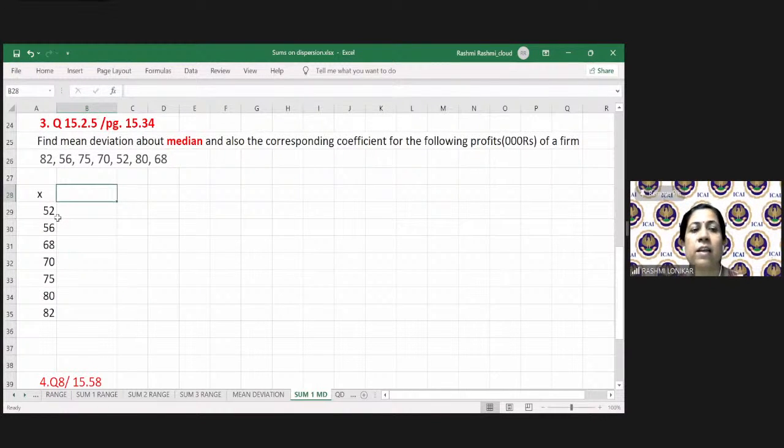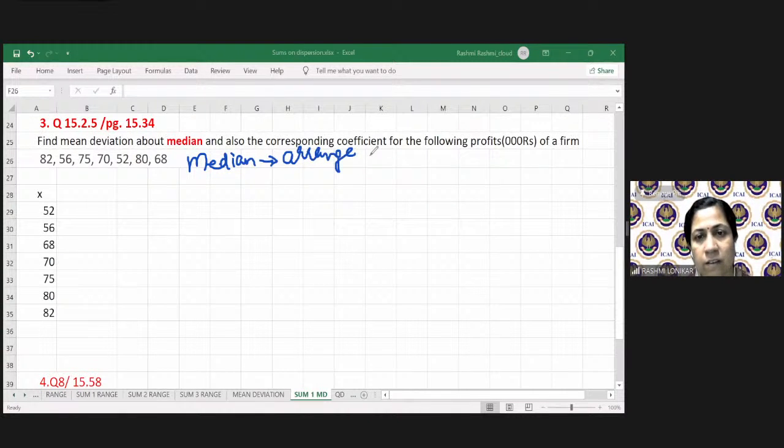I have to arrange the numbers in ascending order. So you have to pay attention. For median, arrange in ascending order. So what I have done, the numbers that were given were 82, 56, 75, 70, 52, 80 and 68. I have arranged them in ascending order.